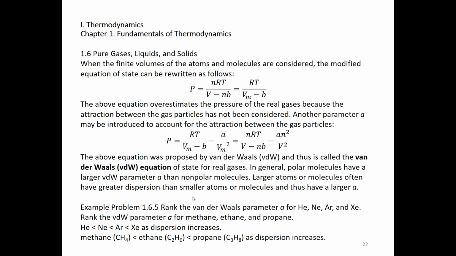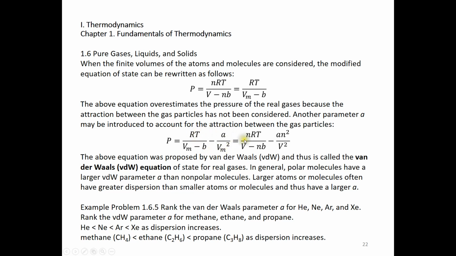Now, let's review this. When we take the finite size of an atom or molecule into account, we need to modify the PV equals nRT equation to this. P is now nRT over V minus nB. This equation often overestimates the pressure of real gases, because between real gas particles there is not only repulsion but also attraction. If we introduce attraction into this equation of gas, it becomes P is equal to RT over molar volume minus B, and then minus, over here we have an attraction term A divided by molar volume squared.